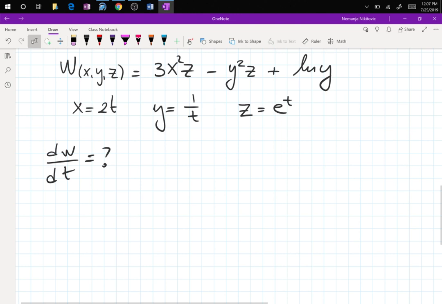So what is the derivative? Well, you draw the diagram, and the diagram will be exactly the same as the diagram that we had for t earlier. W depends on x, y, z, and each one of x, y, z depends only on t, because the only variable is the variable t, which determines each one of these individually.